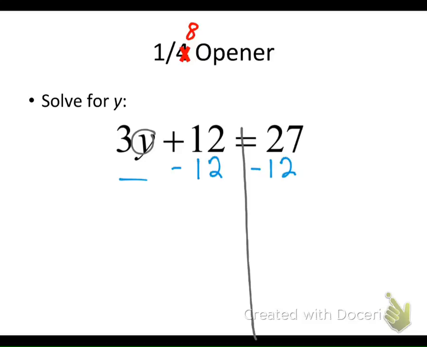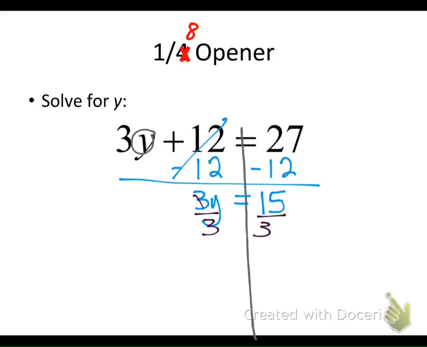You guys proved to me on Friday you guys are pros at this. So what's 27 minus 12? 15. Okay. Now, how do I get the y by itself? Divide by 3. Divide each side by 3. So then y is going to equal 5. So did I solve for y here? Did I find the number that represented the value of y? Yeah. So y equals 5.